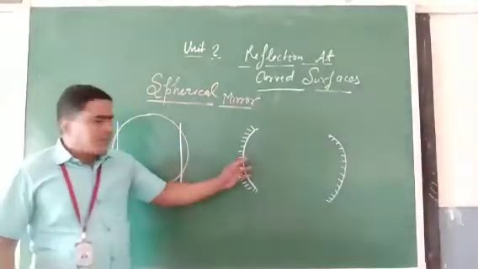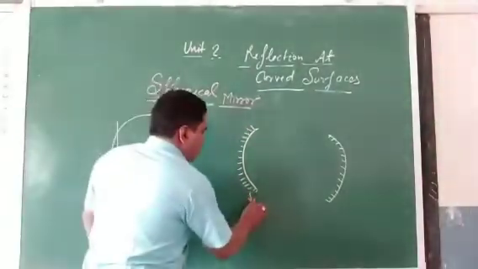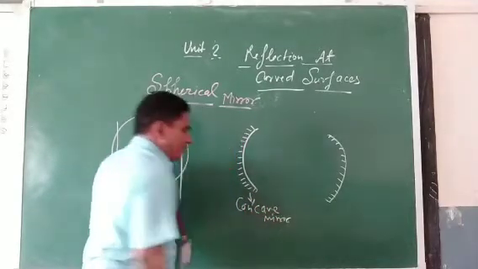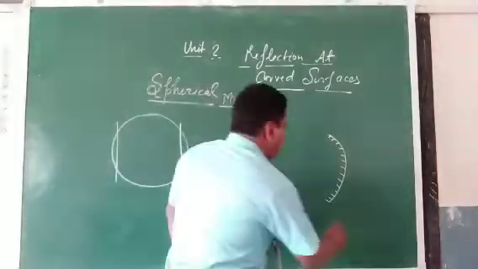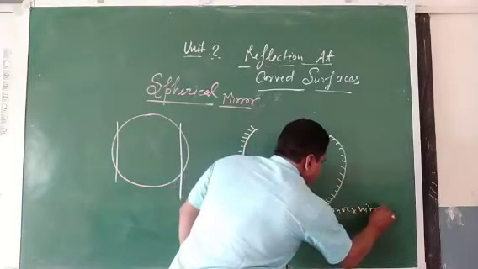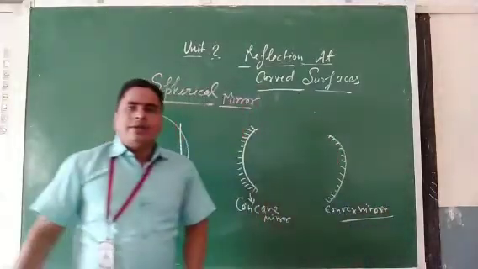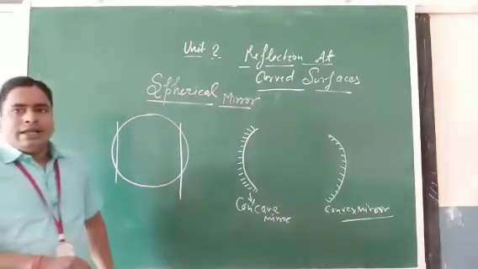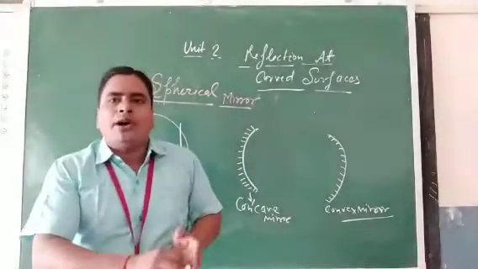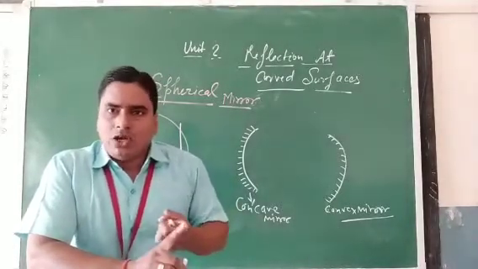Clear? So the first one, where the outer surface is polished, is called a concave mirror. And the second one is called a convex mirror. Clear? So spherical mirrors are basically a part of a hollow glass sphere, and they are of two types, concave and convex.